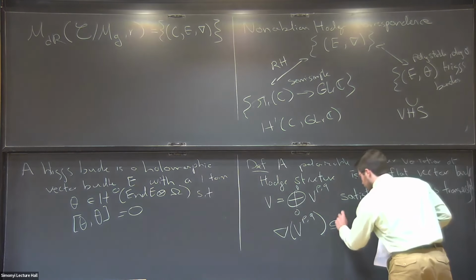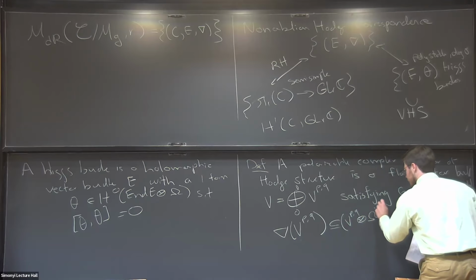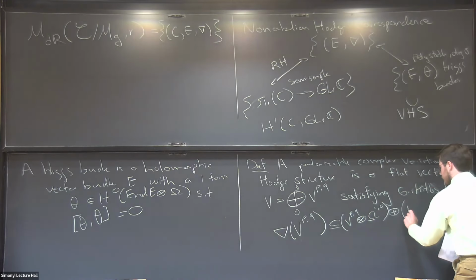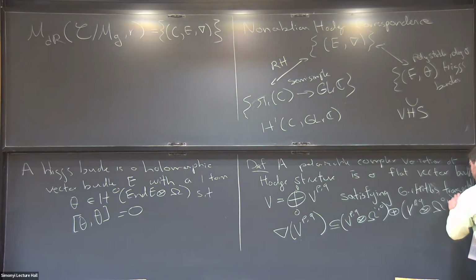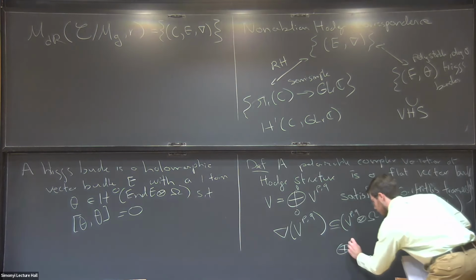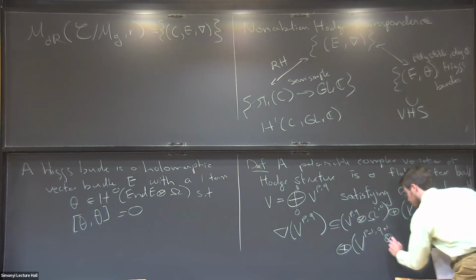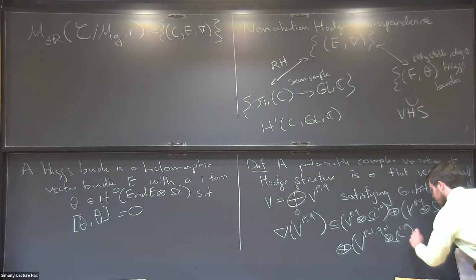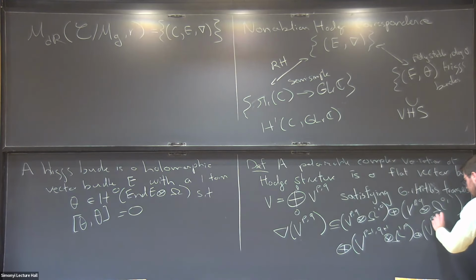can land, which you have VPQ tensor 1,0 forms, VPQ tensor 0,1 forms, the P-1, P+1 tensor 1,0 forms, and P+1, Q-1 forms, 0,1. So that's a complex variation of Hodge structure.